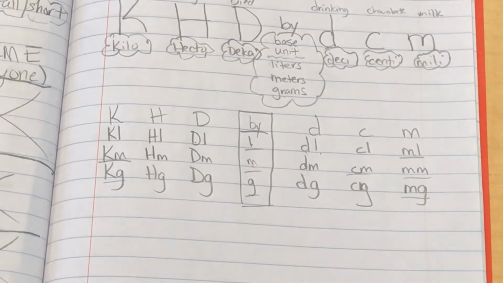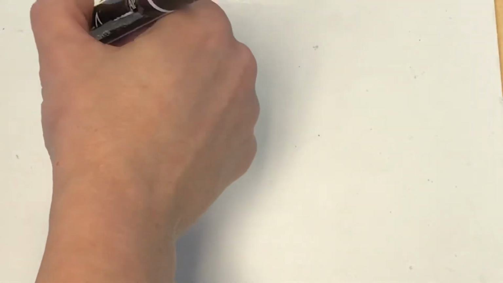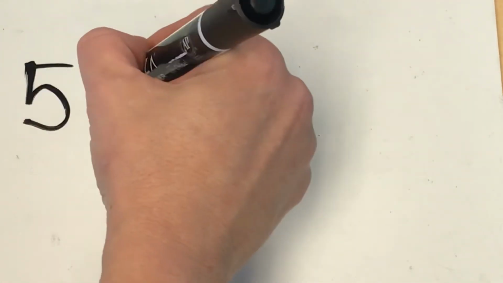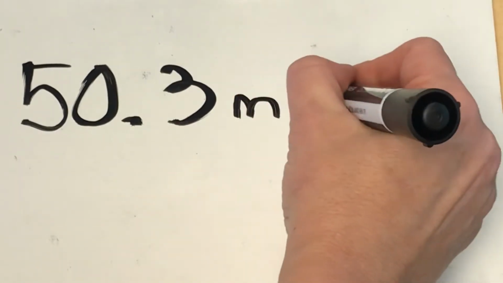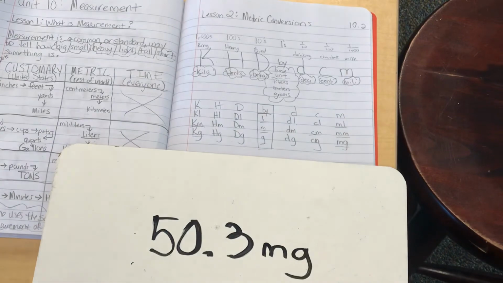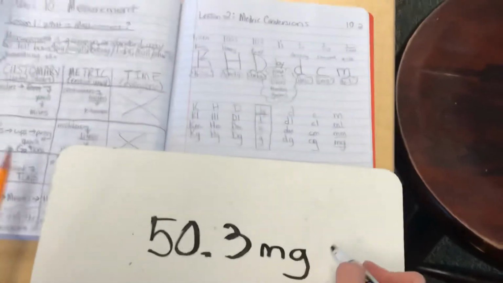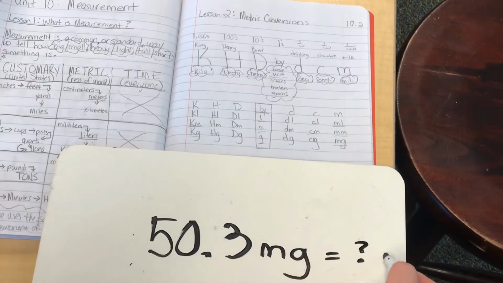Now we're going to practice converting. So you don't need to write this down. Oh, this is really messy. Okay, I'm going to do it on a whiteboard. So if I have, let's just try 53 milligrams. Okay? I'm going to zoom out. 53 milligrams. Now, milligrams is here. I want to know how many grams.